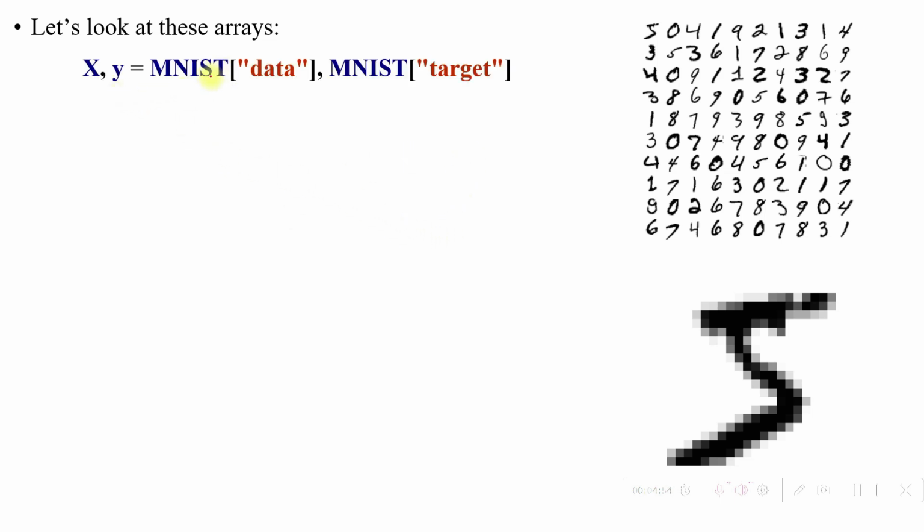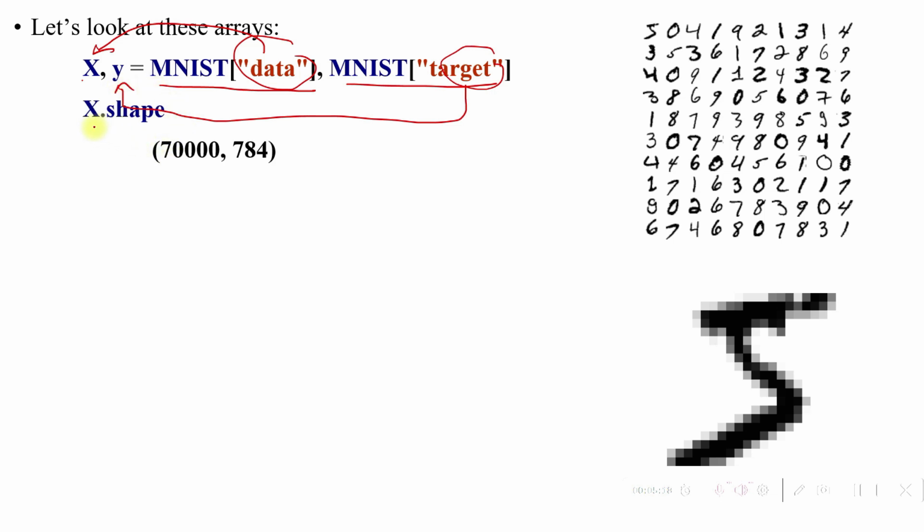For example, the data is going to be divided into two parts: mnist data and mnist target. So here one column is data and one more is target. Whatever the features of the data are, they are stored in X, and whatever the target variable is, it is stored in y.